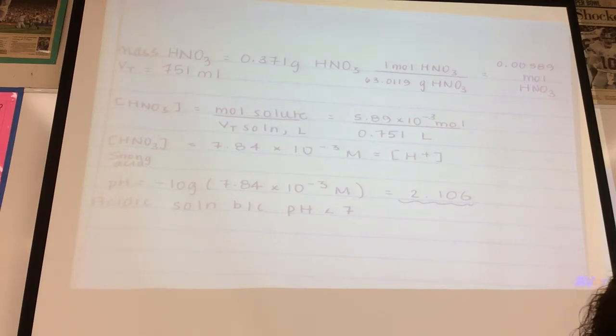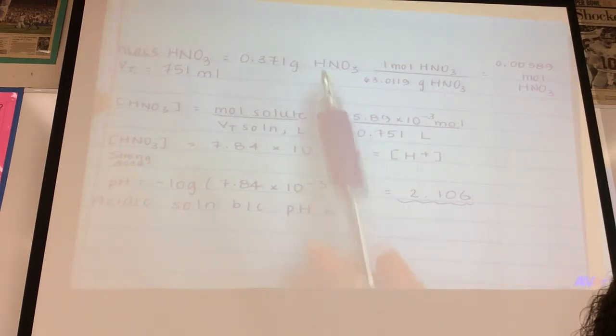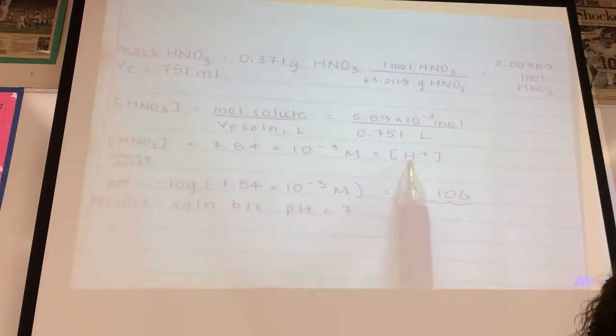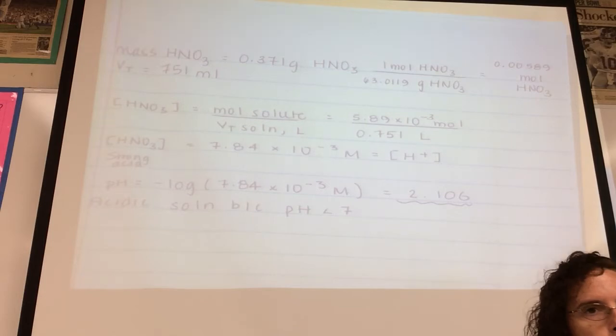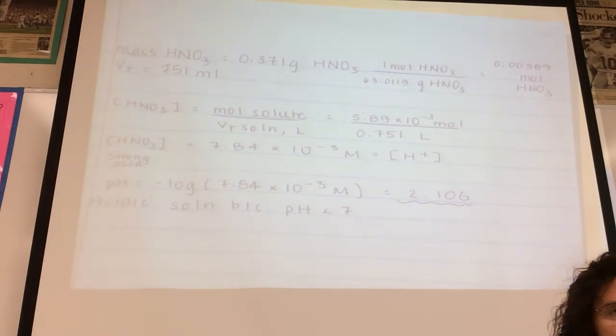So what we did in this problem is we went from mass and volume to concentration, first converting the mass to moles. Once we got the concentration of the strong acid, we knew it was equal to the concentration of proton. pH is the negative log of the concentration, and with a pH less than 7, the solution's acidic. Questions there?